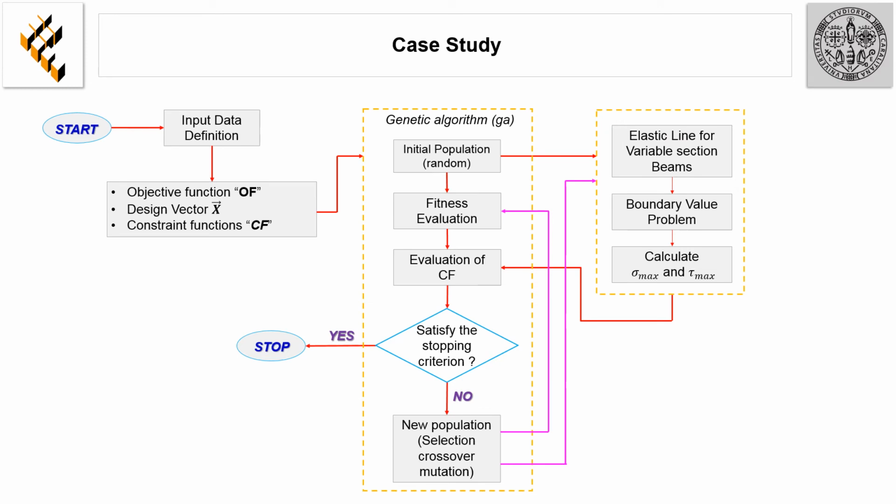The flowchart summarizes how the algorithm globally works. Since the code is set to calculate the homogeneous beam with variable section, the nested function in this case concerns only the solution of the boundary value problem and the calculation of the maximum stresses.